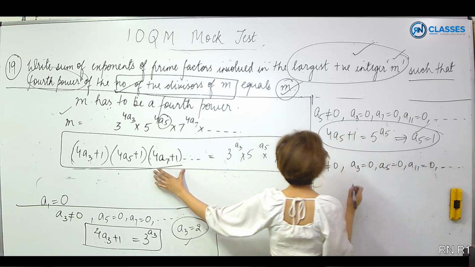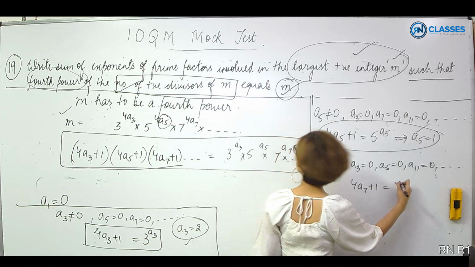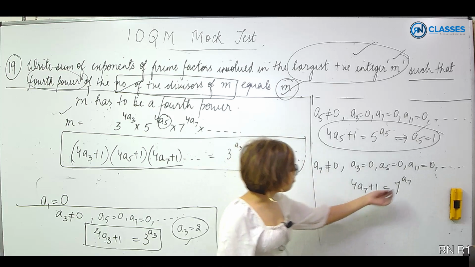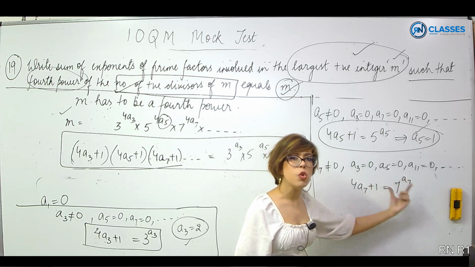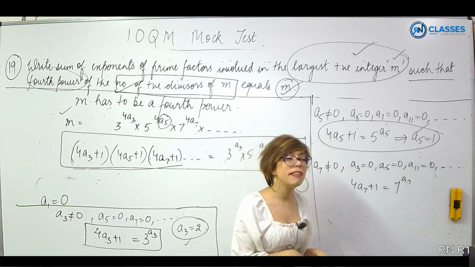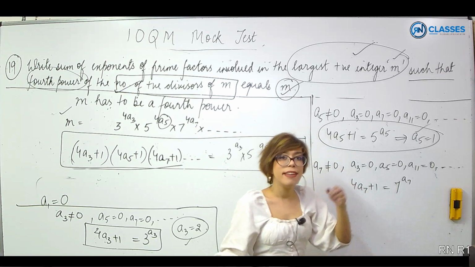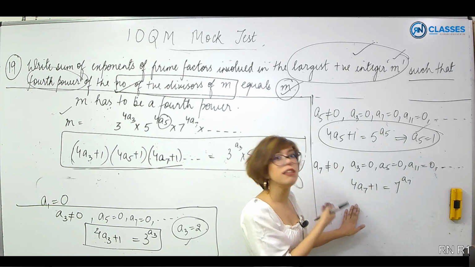This equation actually becomes 4A7 plus 1 is equal to 7 raised by A7. Mind it, when I put 1 over here, this is obviously 7, this is 5. When I put 2 over here, this dramatically increases and this increases linearly because this is a linear function. This is an exponential function. Right? Then I put 3, again 343 and this is barely 30.